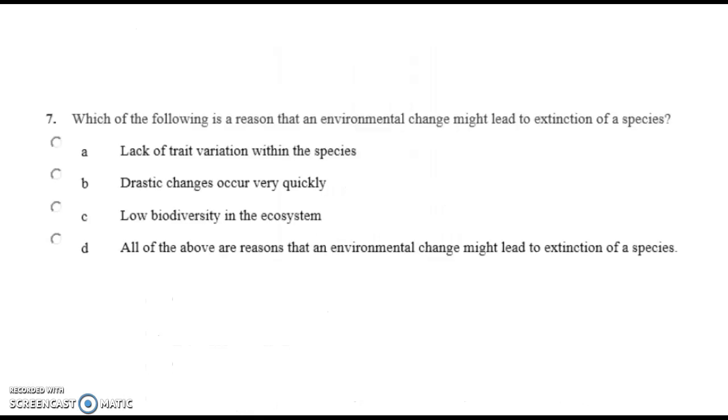Question 7. Which of the following is a reason that an environmental change might lead to extinction of a species? A. Lack of trait variation within the species. B. Drastic changes occur very quickly. C. Low biodiversity in the ecosystem. D. All of the above are reasons that an environmental change might lead to extinction of a species.